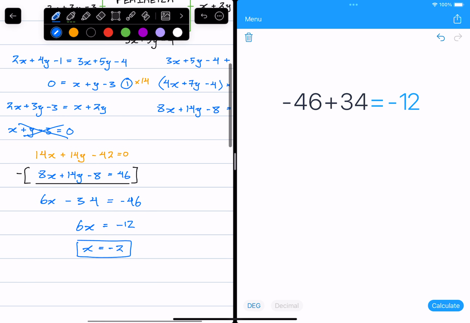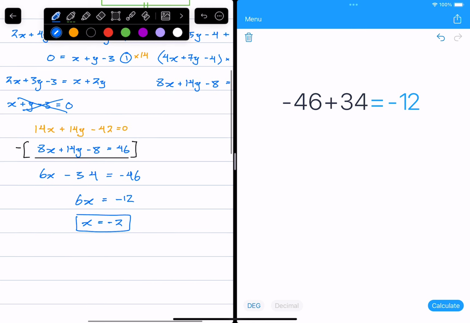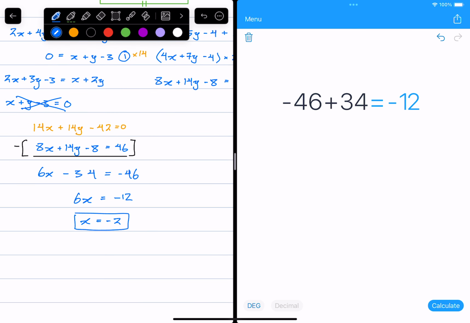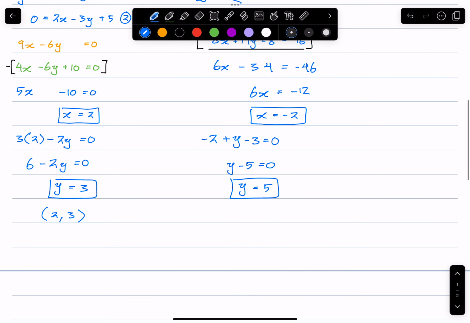Then from here, we just substitute it back into any equation. I'm choosing this one because it's easier. Oh, sorry, that's x, substituting it into this one. So this will give us negative 2 plus y minus 3 equals 0. We get y minus 5 is equal to 0, and y must equal positive 5. So the solution to this is -2, 5.